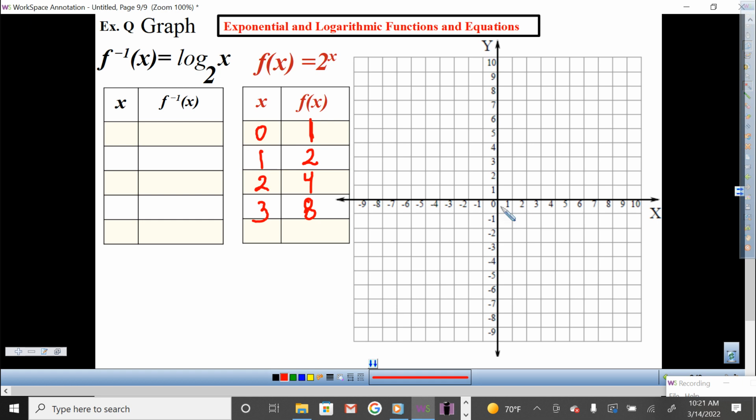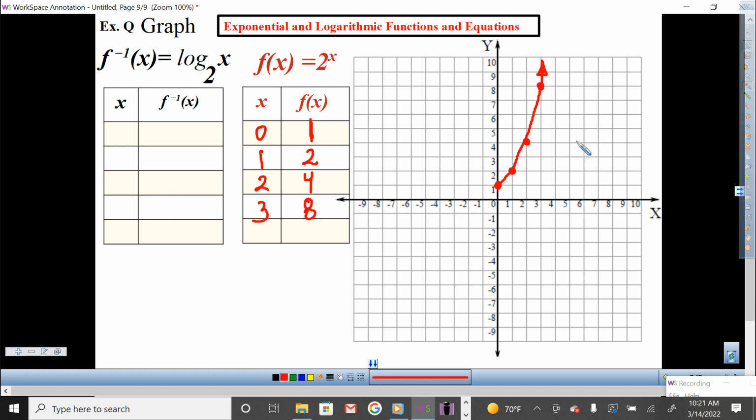Okay, so we go: 0, 1; 1, 2; 2, 4; 3, 8. Then you graph your function. There it is. Are we there so far? Yes, Mr. Q. All right.